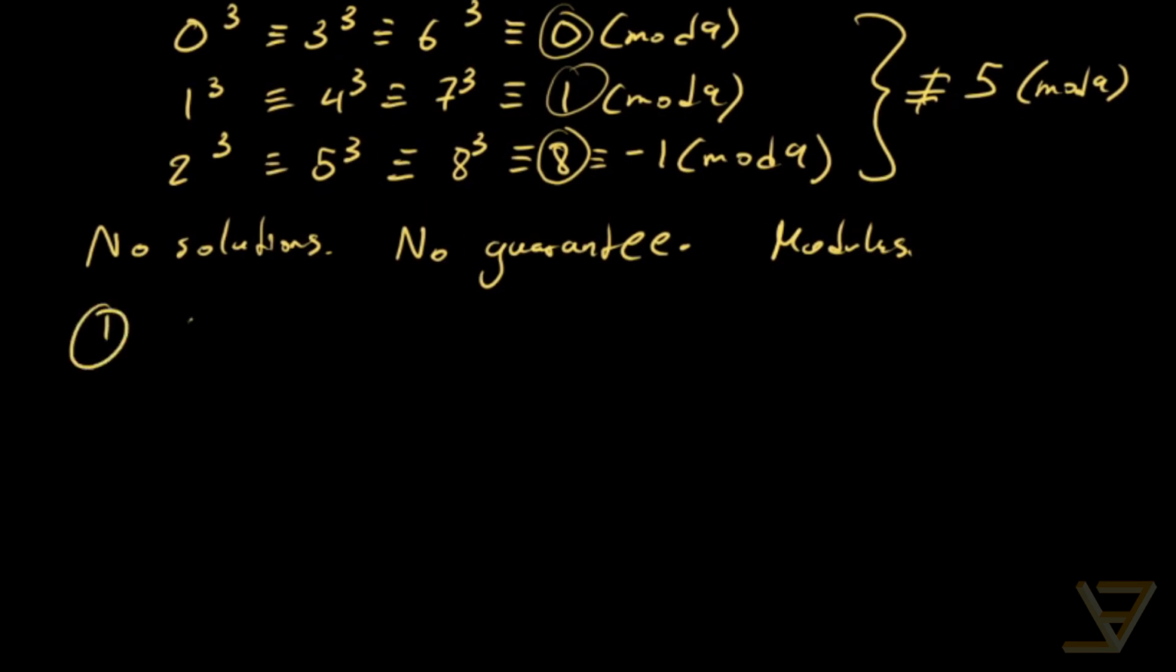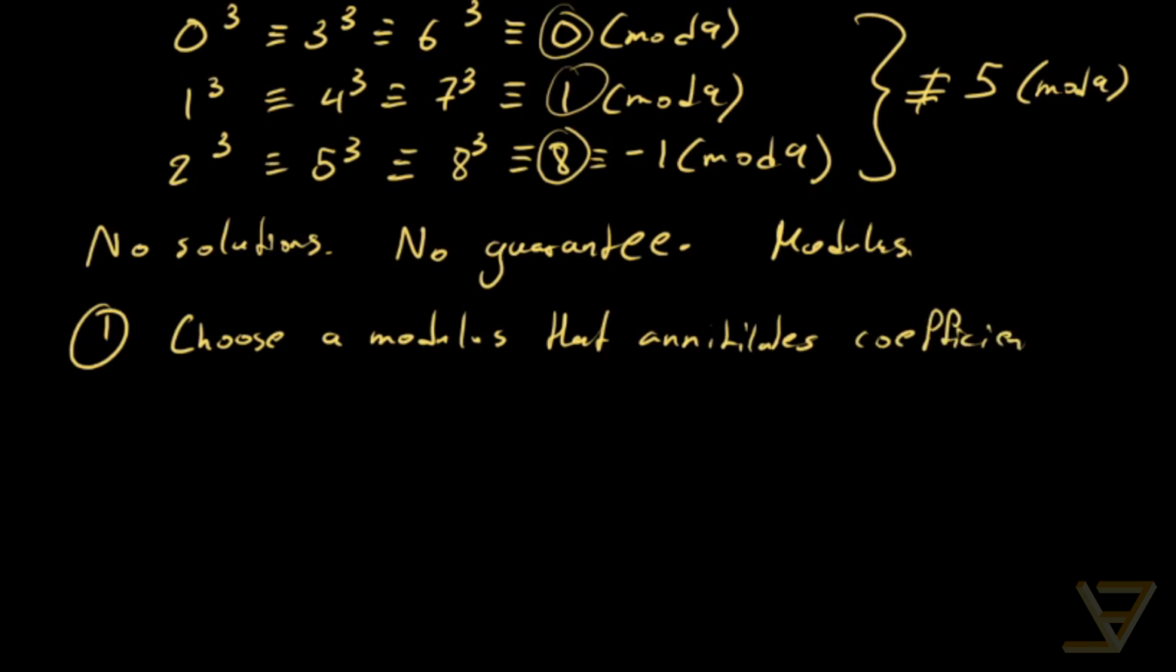First of all, choose a modulus that annihilates coefficients. So you want to get rid of coefficients like we got rid of 117. Choose a modulus that is a factor greater than 1 of several coefficients. That way you can annihilate those coefficients. By annihilate, I mean they get sent to 0 modulo your modulus.